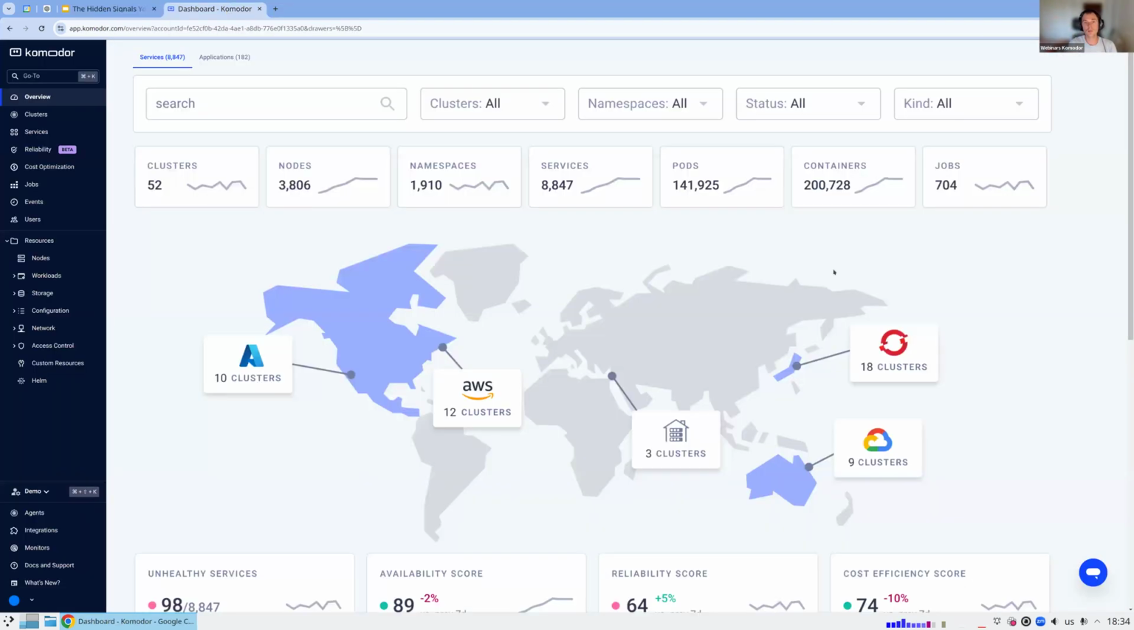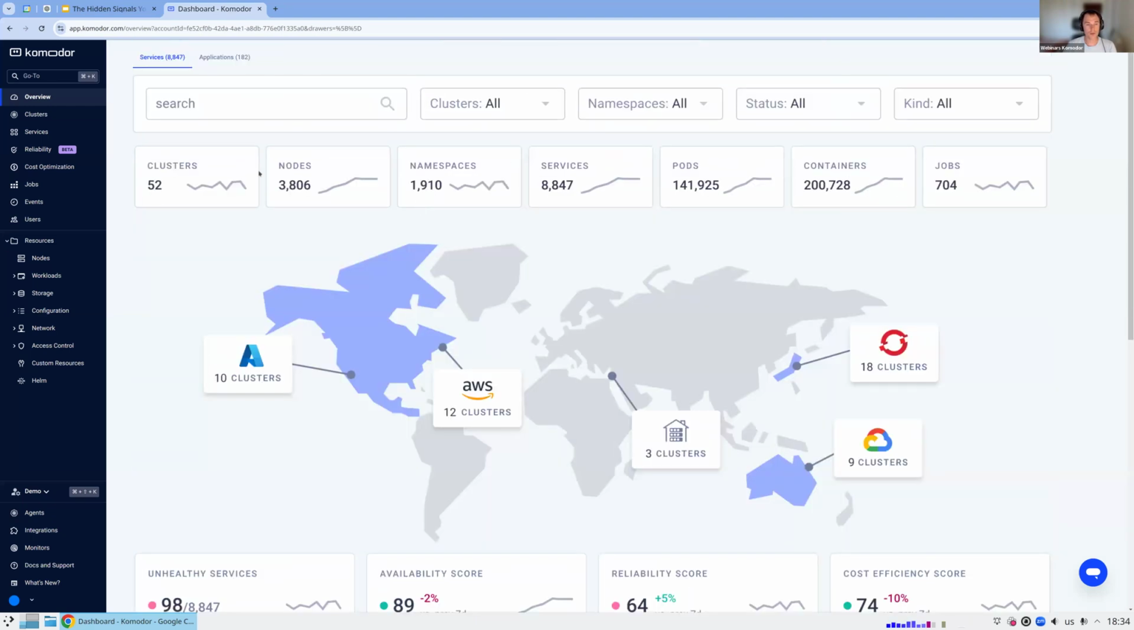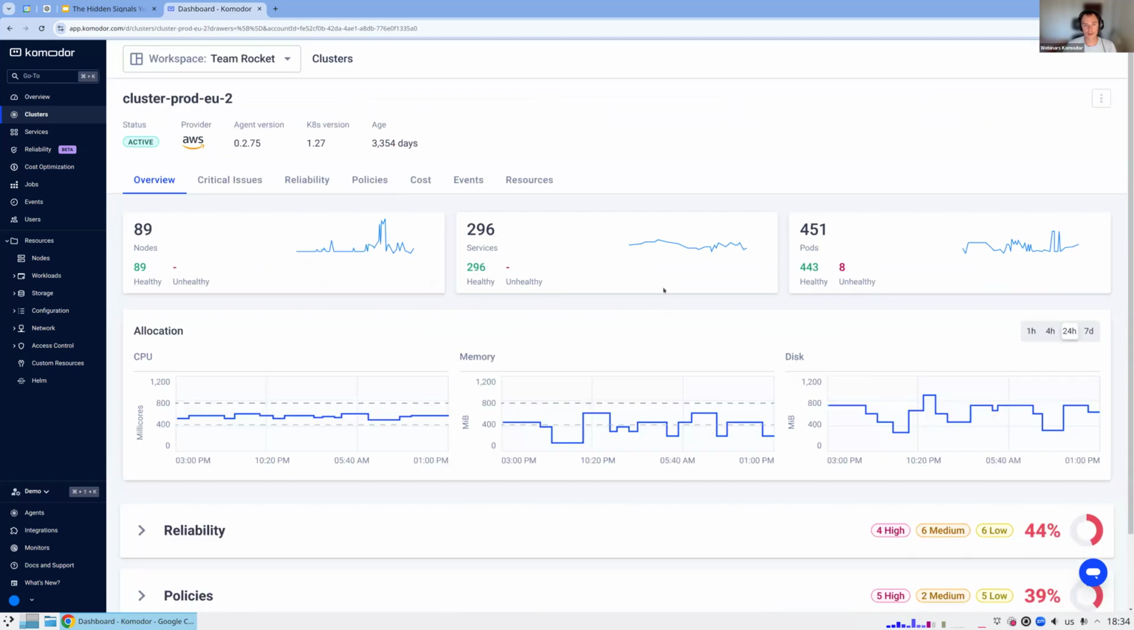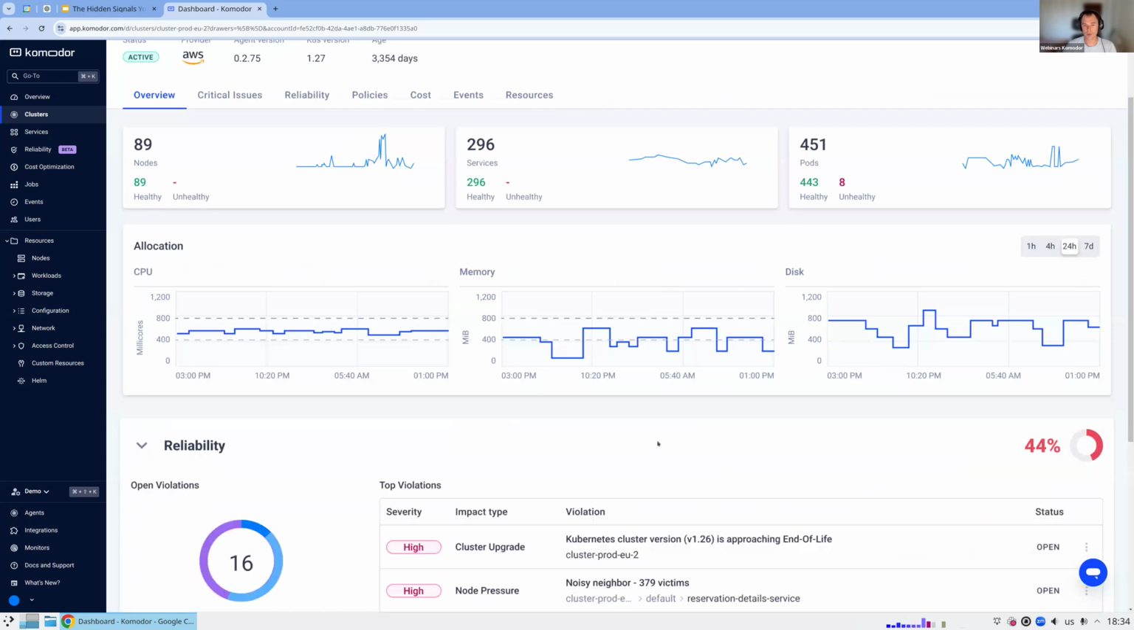This is the Commodore platform in front of us. So this is how it looks. What we do is usually we divide Commodore Kubernetes operations into three main areas. And those main areas are reliability, cost, and policies. We are interested right now in the reliability area. So let's go. These are the basic metrics: CPU, memory, disk, numbers of pods, etc. The reliability is what we discussed today.